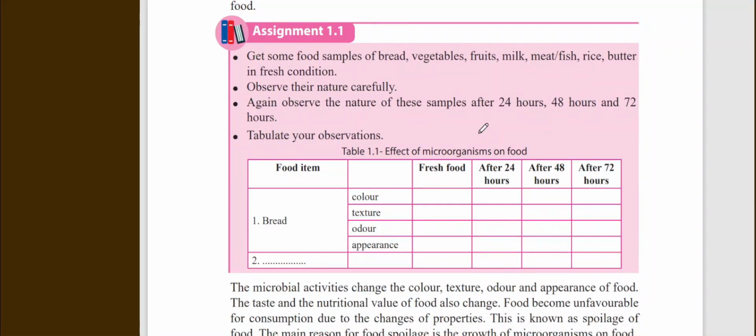And effects of microorganisms on food. So the food goes bad. What do we call that? Food going bad, rotting, spoilage of food. Basically in science we call it spoilage of food.